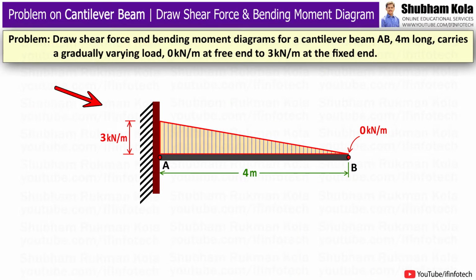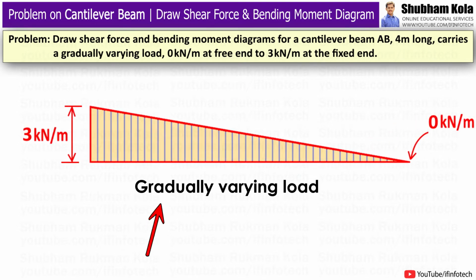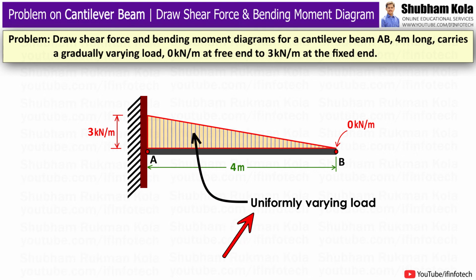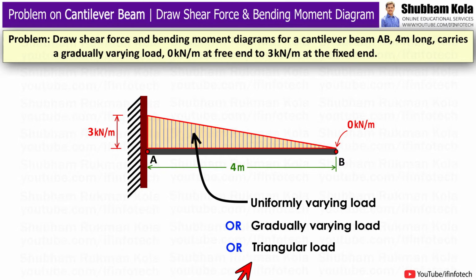In this video, we are going to learn how to draw shear force and bending moment diagrams for a cantilever beam subjected to uniformly varying load as shown in figure. The uniformly varying load, or also known as gradually varying load, is a type of load which is spread over a beam in such a manner that the rate of loading varies uniformly from point to point along the length of the beam as shown in figure.